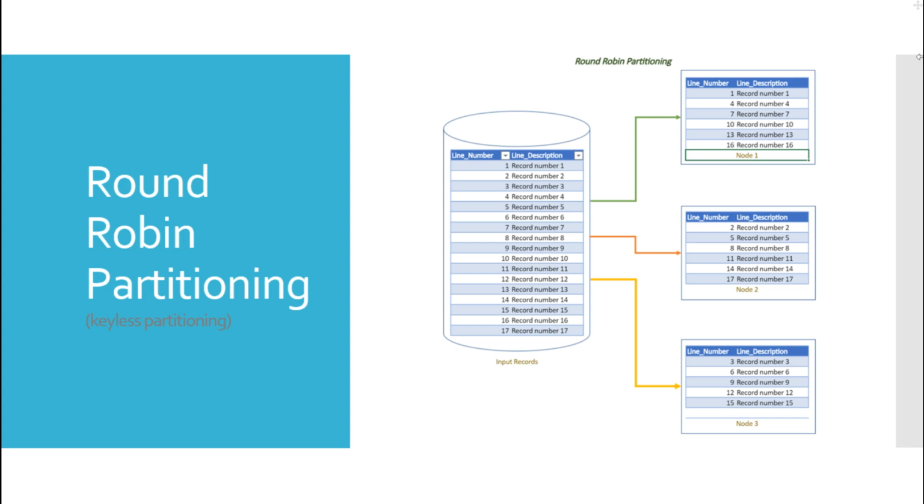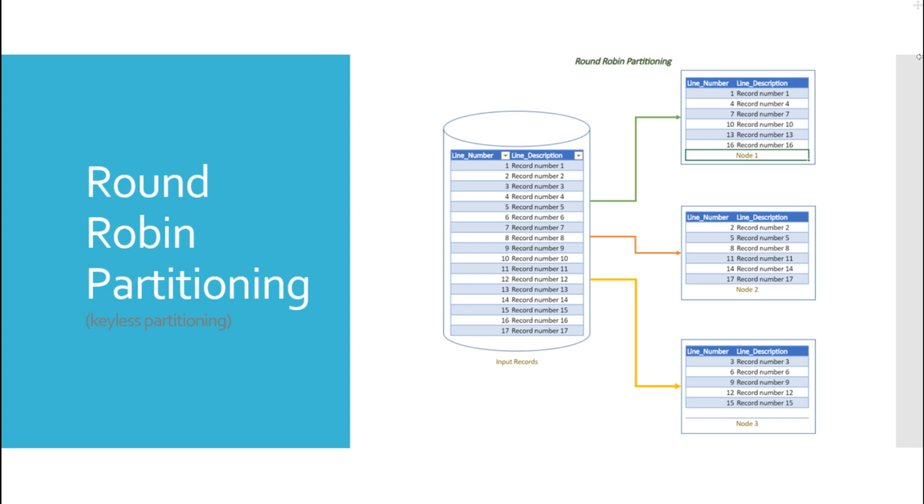Now, round robin method creates approximately equal sized partitions of input dataset. So this is the method that DataStage job normally makes use of initially to partition the input dataset.